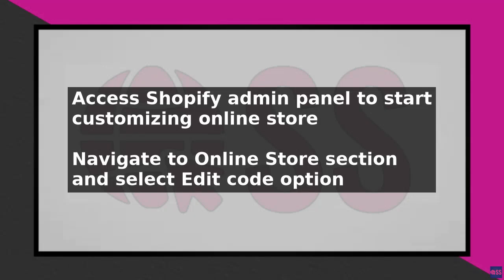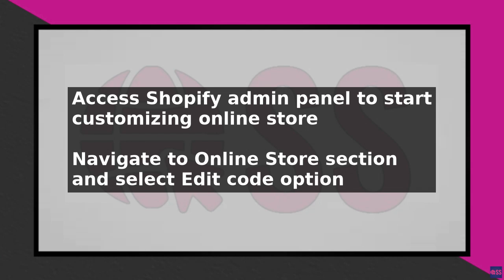Adding custom CSS to Shopify allows you to personalize your online store and enhance the user experience. To get started, you need to access your Shopify admin panel and navigate to the online store section. From there, click on the Actions drop-down menu next to your current theme and select Edit Code.